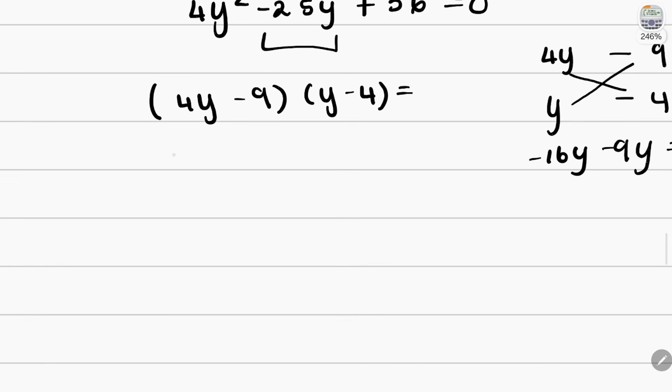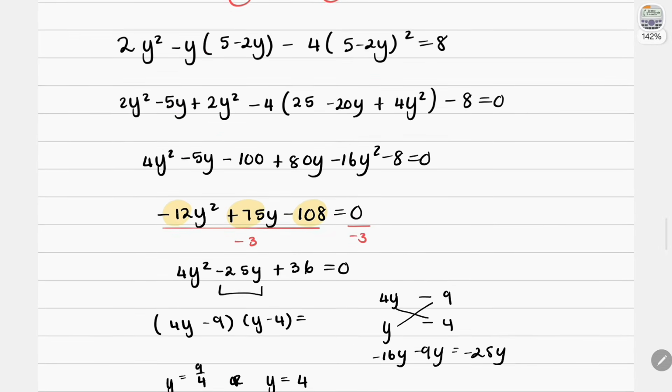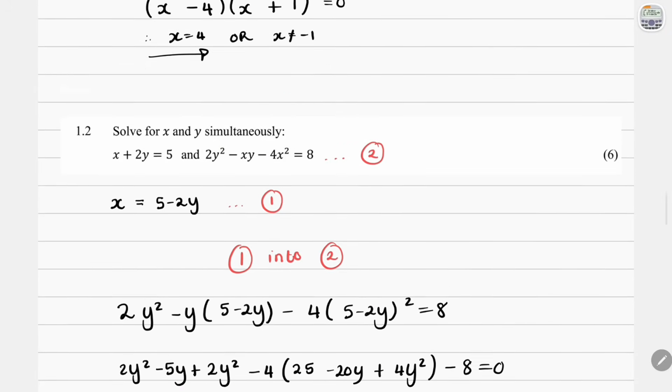Okay, so now we can finally solve for y. So this means that we can have 4y being equal to 9, because it's minus 9 equals 0, so 4y equals 9. And then divide both hand sides by 4, meaning y is simply equal to 9 over 4, or y is equal to positive 4. So we have our two values for y, and now we just need to find x.